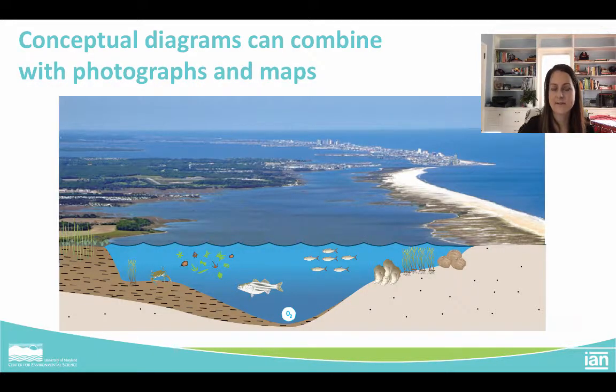You can combine conceptual diagrams with photographs and maps. This is a photo of the coastal bays of Maryland looking towards Ocean City, and we can see that someone just put a conceptual diagram right on the bottom showing what is happening below the surface of the coastal bays.